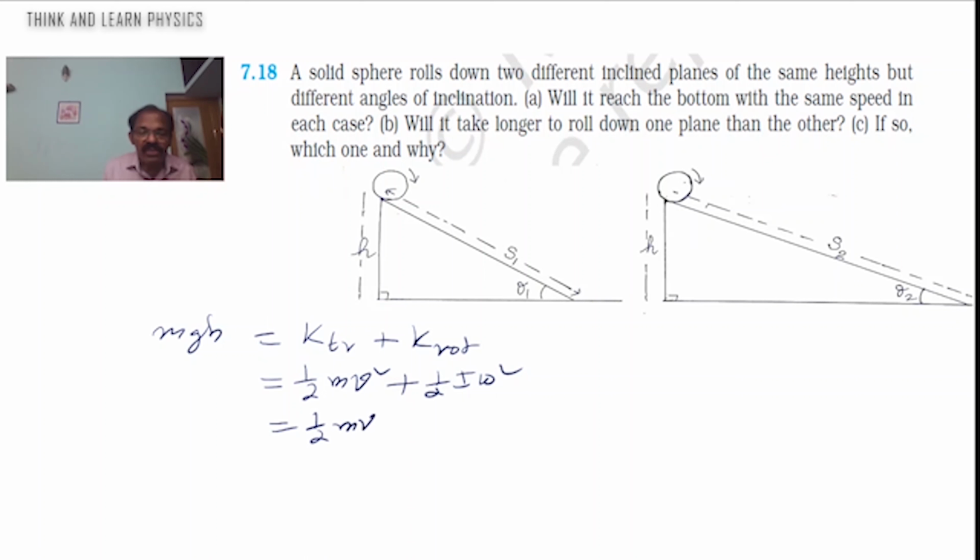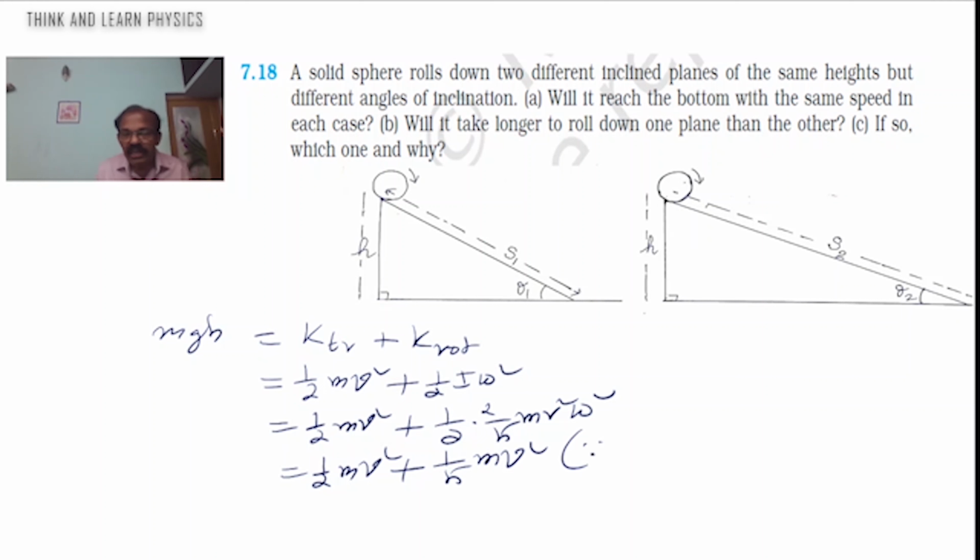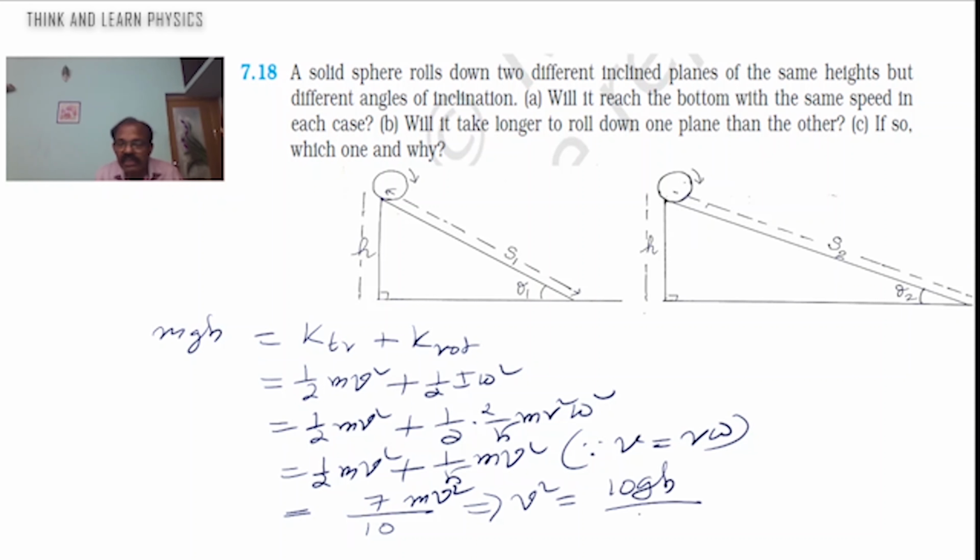This is equal to half mv square plus half into the moment of inertia of the sphere about its own diameter, which is 2 by 5 mr square, into omega square. So this is equal to half mv square plus 1 by 5 mv square, because the velocity or speed v is equal to r into omega. Now taking LCM and simplifying, we get 7 mv square by 10. From this we get v square as 10 gh divided by 7, so v equals square root of 10 gh divided by 7.